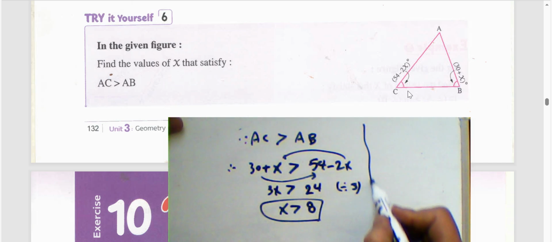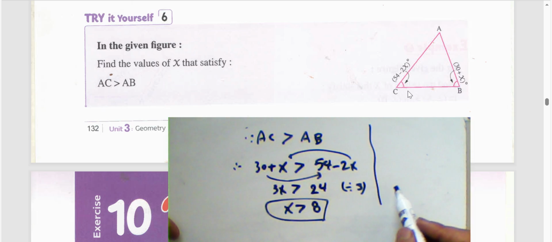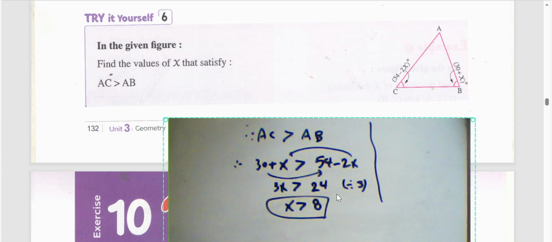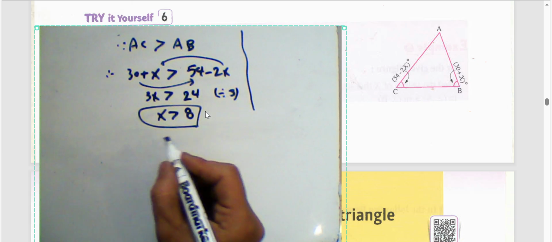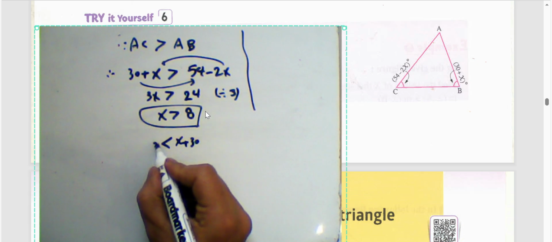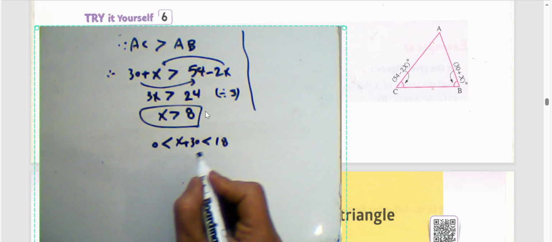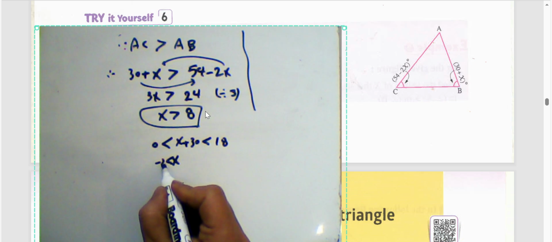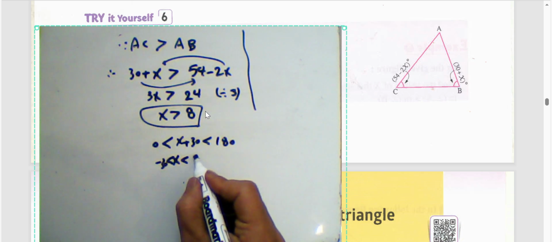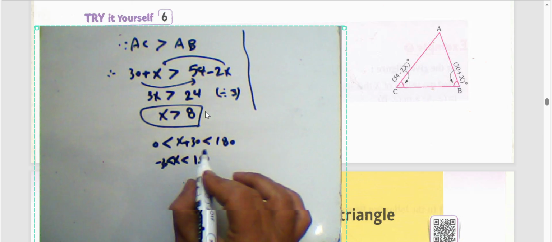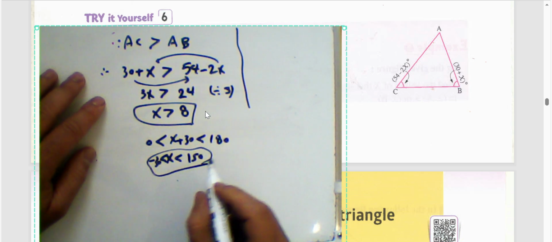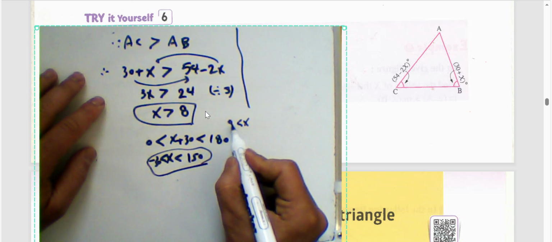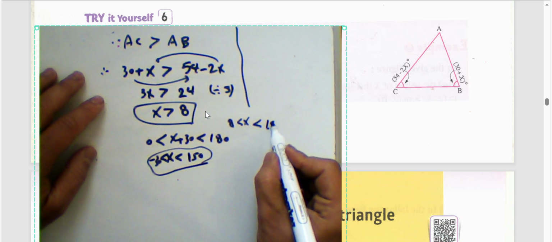And second relation, we know the measure of angle 54 minus 2x is greater than 0 and less than 180. It lies between two numbers. Also x plus 30 greater than 0 and less than 180. Then x greater than negative 30 and less than 150, subtract 30 from 180. The measure of the angle then starts from 8 to 150, because we subtract 30, the result is 150.